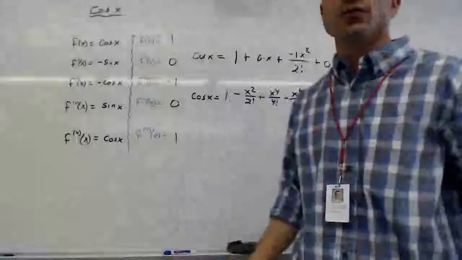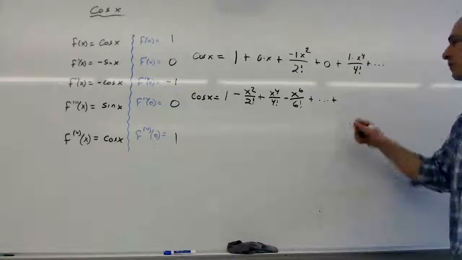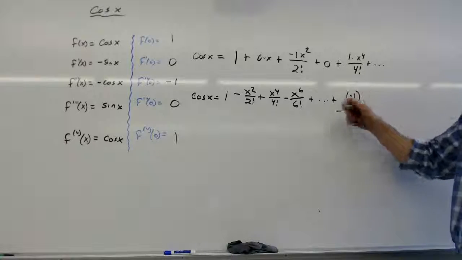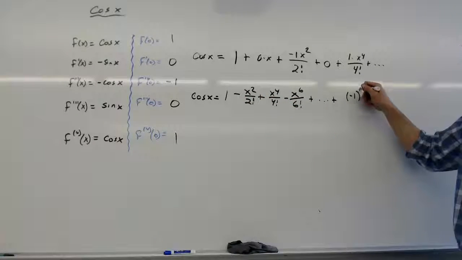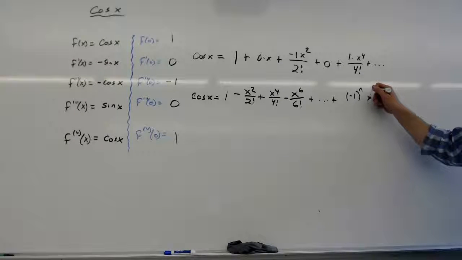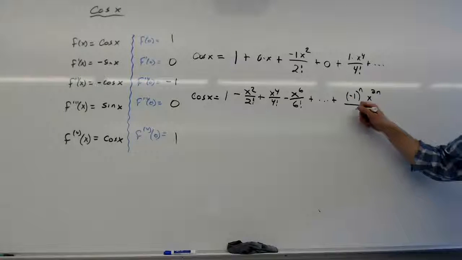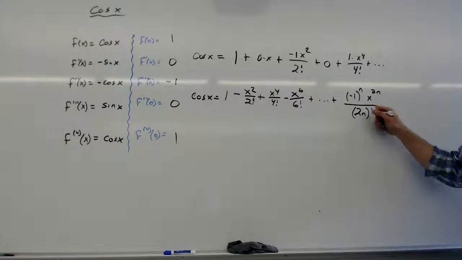What's the actual general term going to be? Well, we still want our first term to be positive, so our series needs to alternate, so negative 1 to the nth. And then this time, it's x not to the 2n plus 1, but just to the 2nth. And we're going to divide by that 2n factorial.